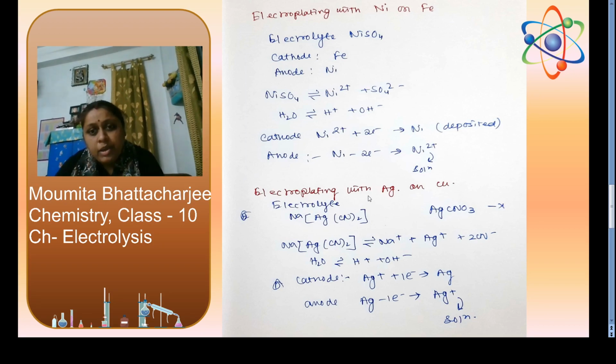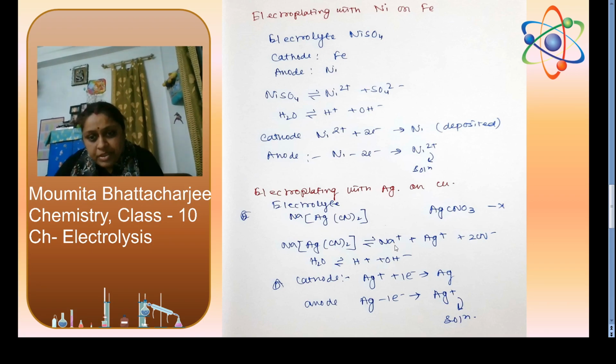Next one, electroplating with Ag on copper. The electrolyte we are taking is sodium argentocyanide. Why are we not taking silver nitrate, which is the simplest one? Because in case of silver nitrate there is an uneven deposition. So for smooth uniform deposition we are taking sodium argentocyanide. Here sodium argentocyanide will dissociate to form sodium ion, silver ion and CN- ion, and water will dissociate to form H+ and OH-.